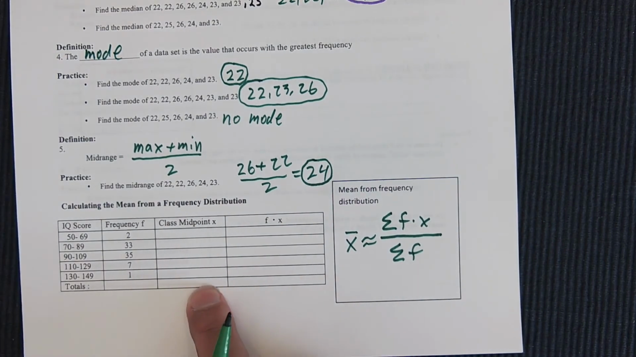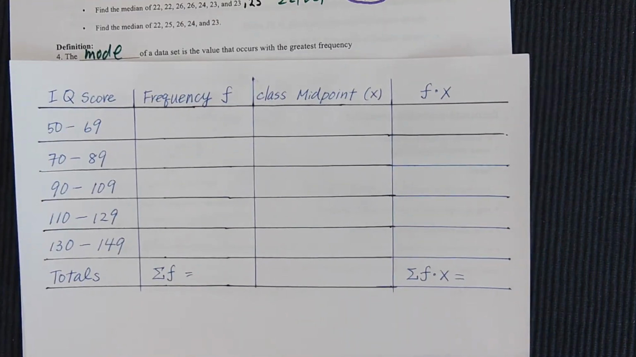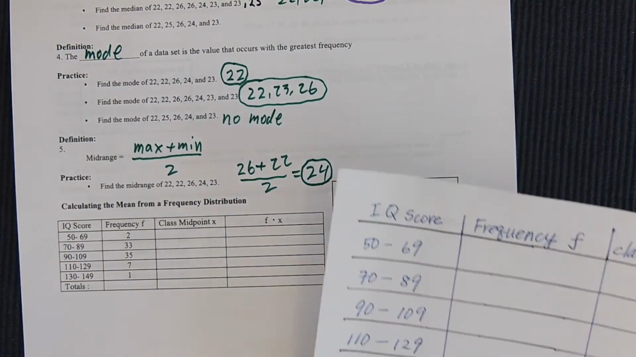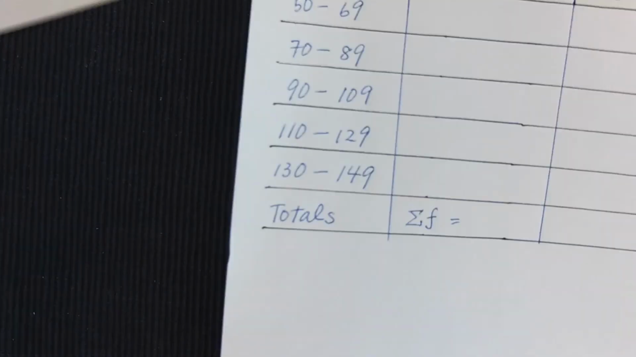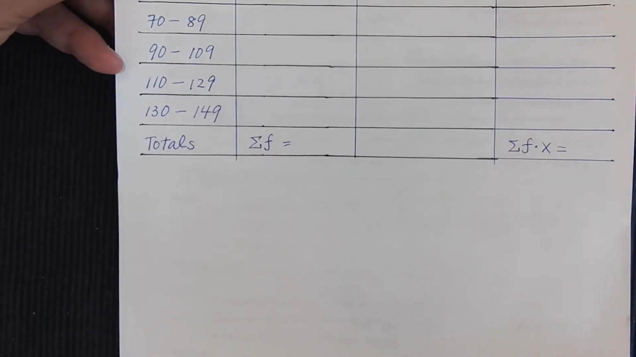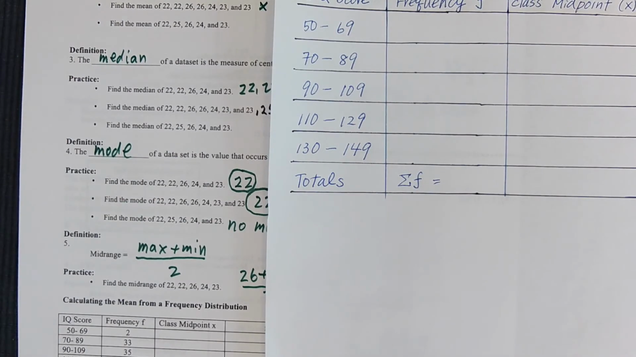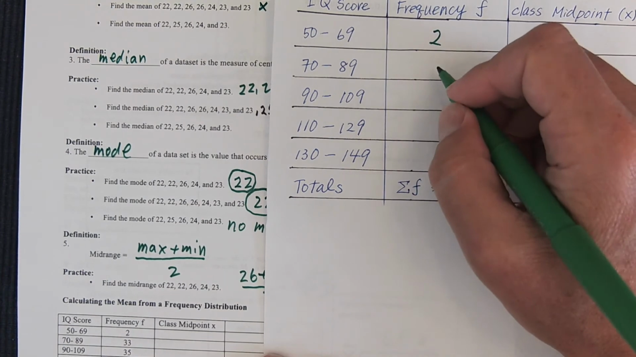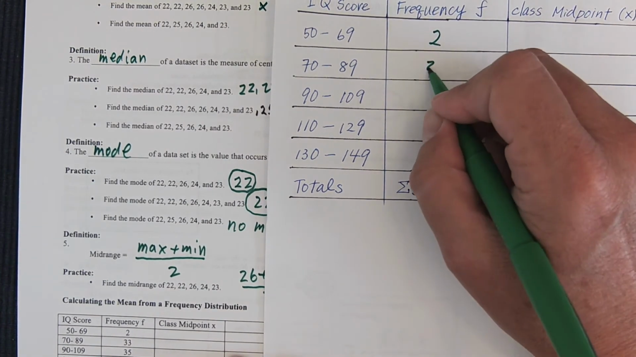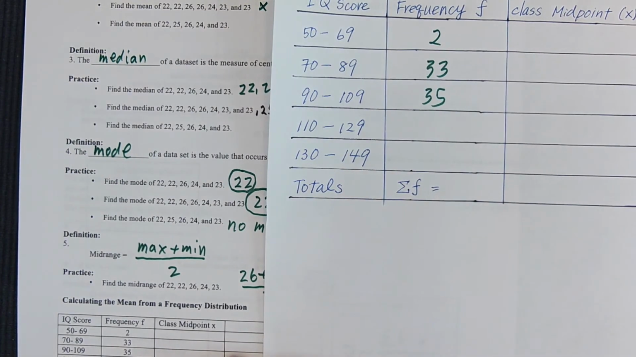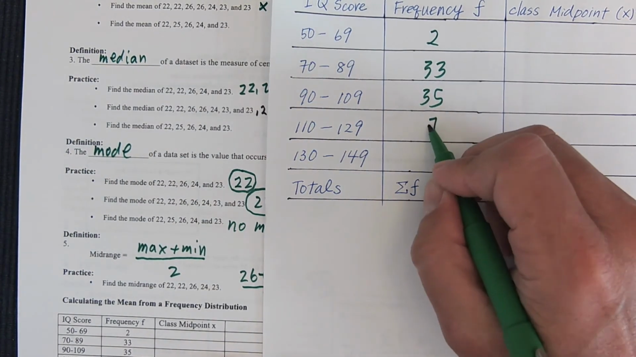This is too small for me to write in, so my wife rewrote this for me so I can use it. Of course, it looks absolutely beautiful compared to my handwriting. So in this case, I'm going to go ahead and write the frequency in: 2, 33, 35. You may recognize this data. This is from those IQ scores that we were using in previous lectures.